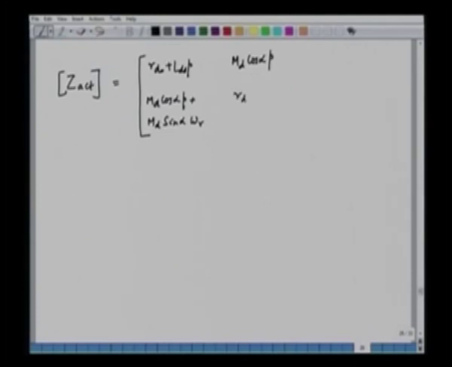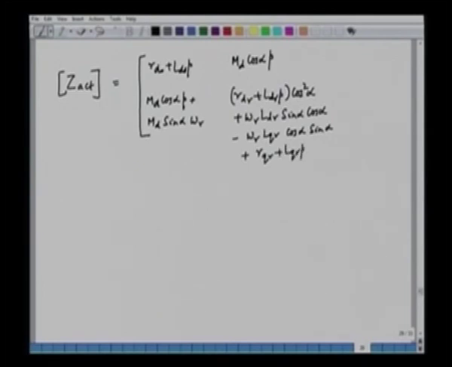Then here we have RDR plus LDRP cos square alpha plus omega r LDR sin alpha cos alpha minus omega r LQR cos alpha sin alpha plus RQR plus LQRP into sin square alpha. So this is Z actual.